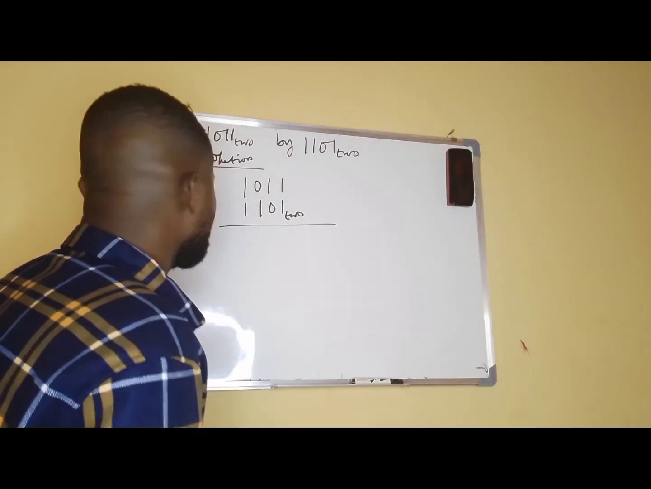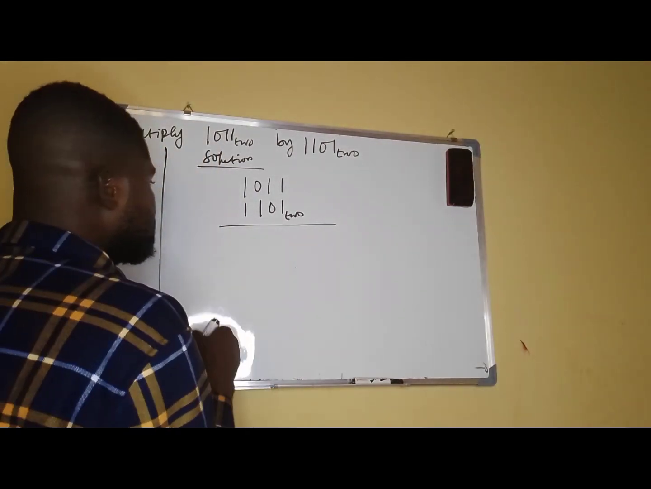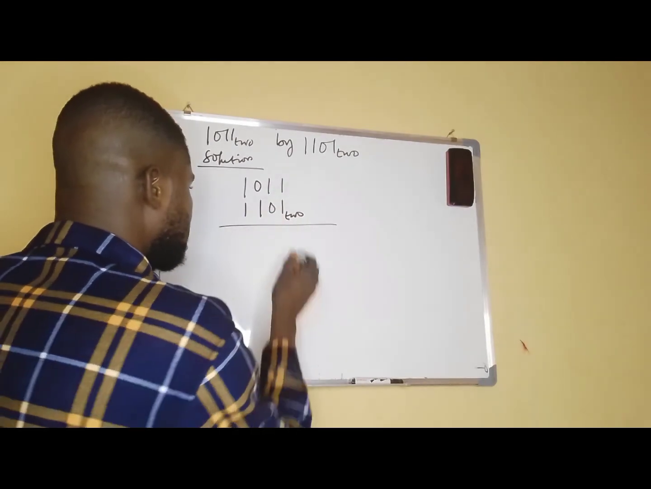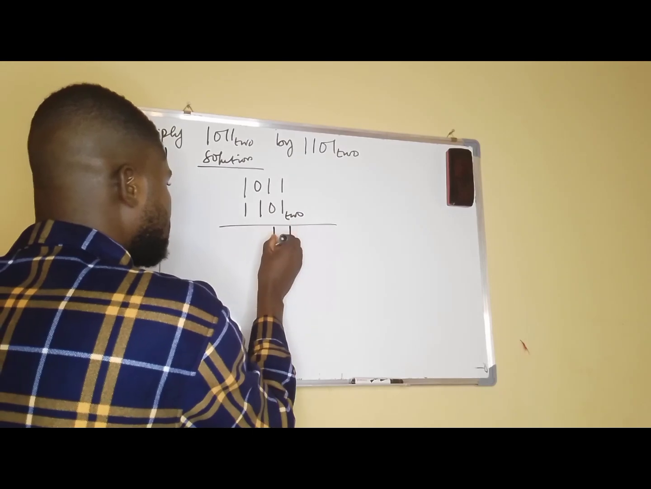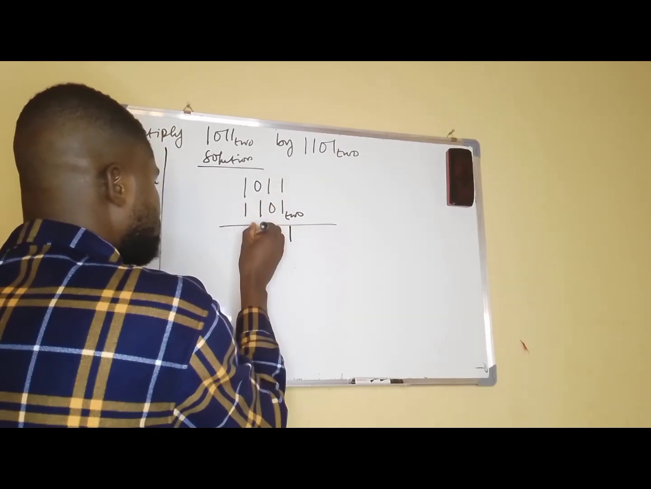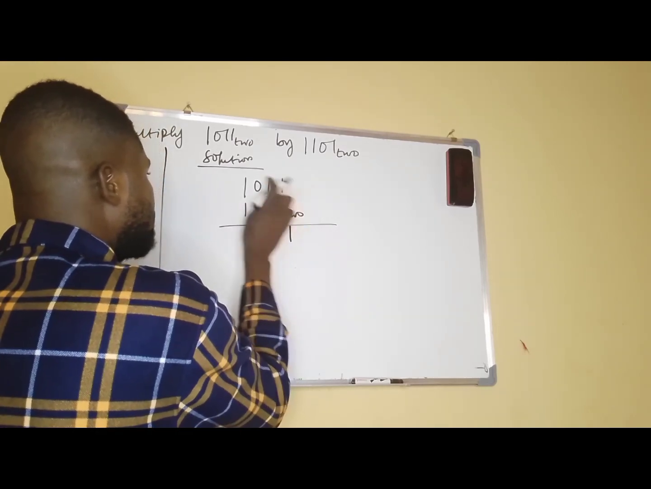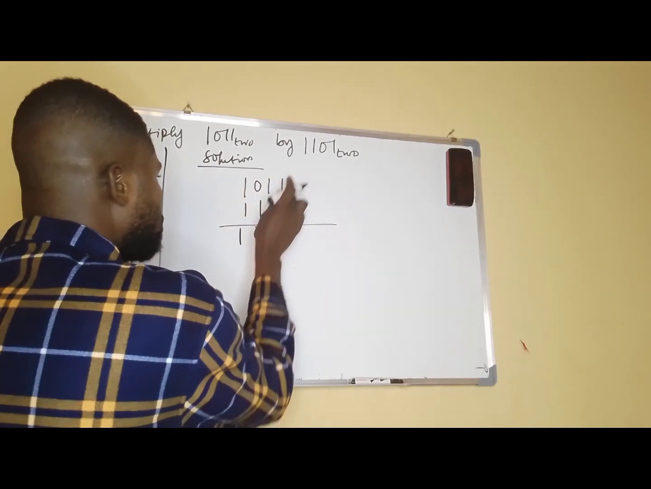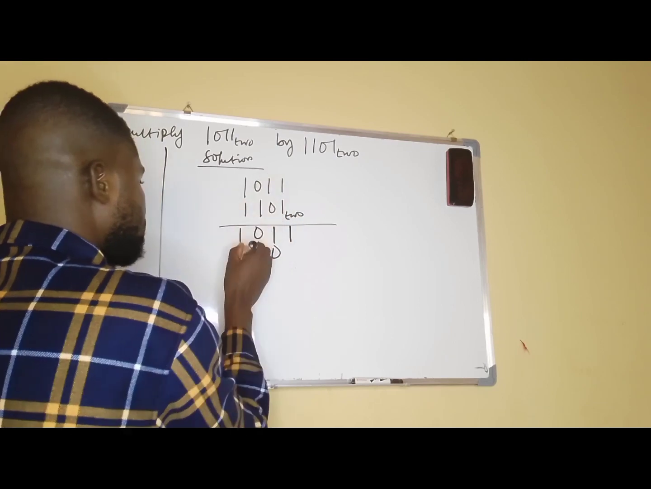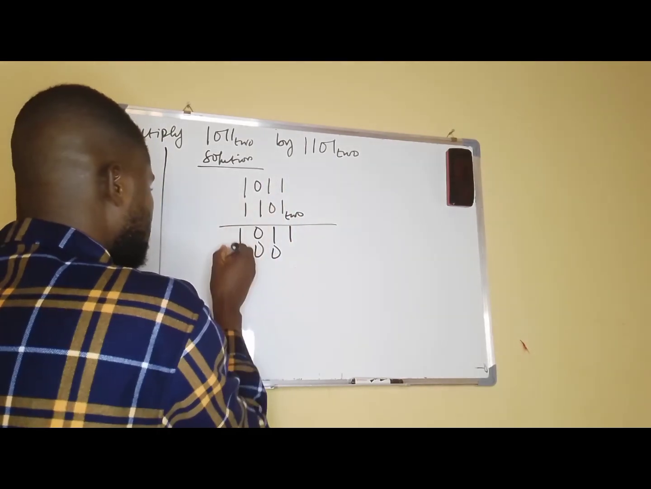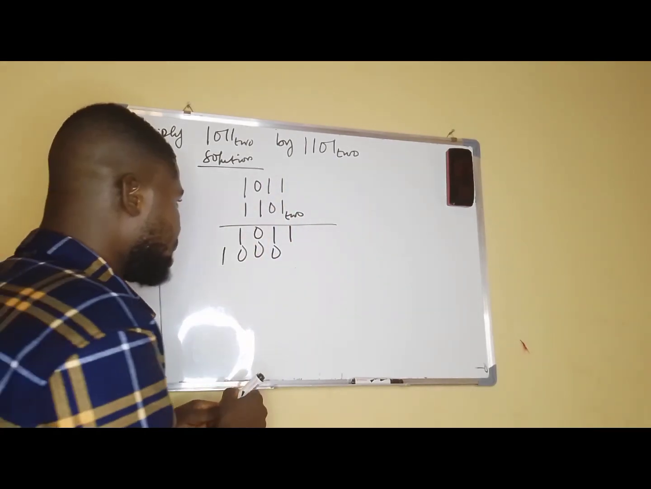Now, let's work on these calculations together. 1 multiplied by 1 will give us 1. 1 multiplied by 1 gives 1. 1 multiplied by 0 gives 0. 1 multiplied by 1, 1. 0 by 0, 0. 0 by 0, 0. 0 by 0, 0. 0 by 1. Are you getting what I'm doing?